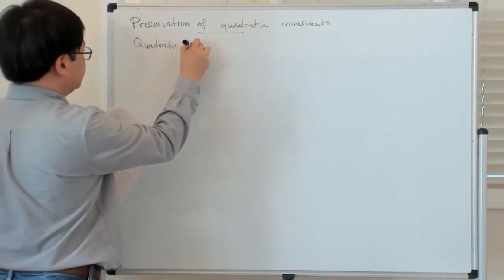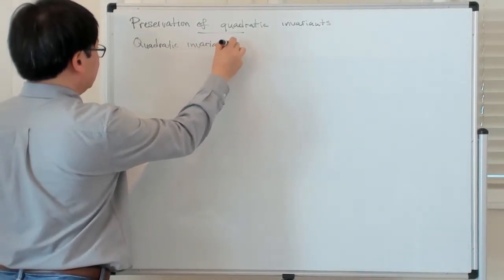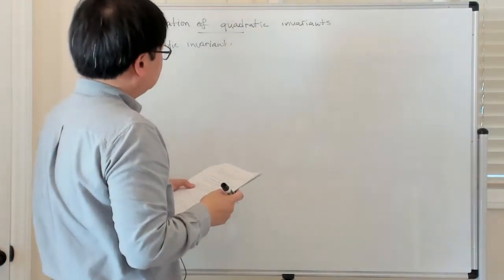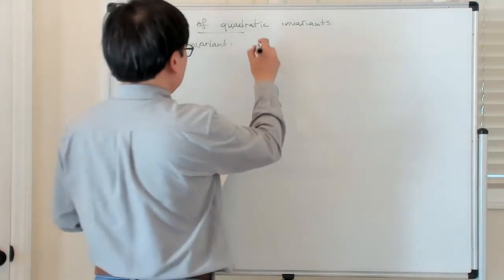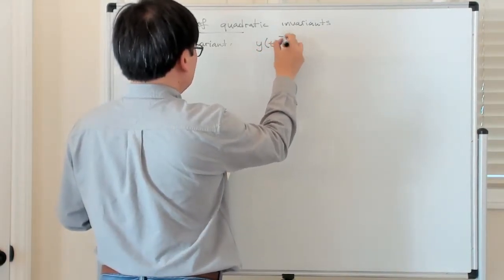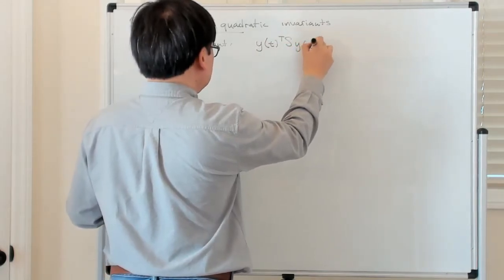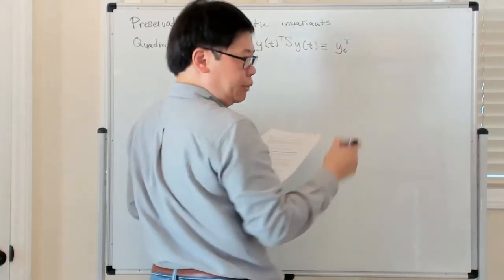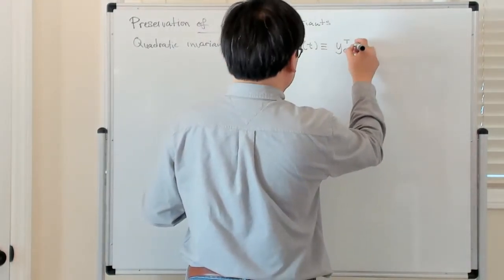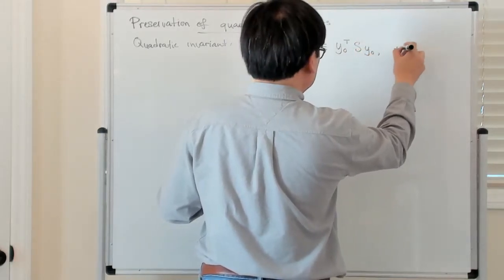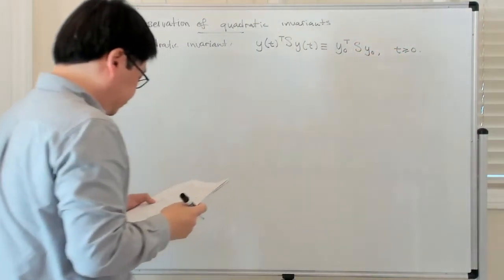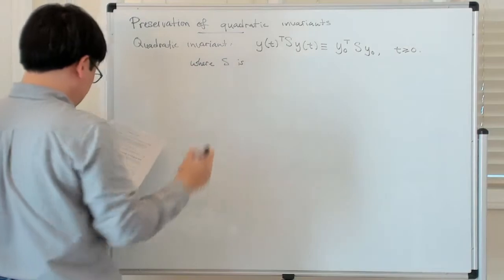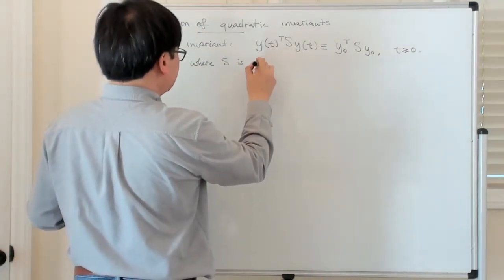We have a quadratic invariant, and what it basically means is that you want a property that for any solution of some initial value problem, you have the property that y of t transpose S y of t is identically equal to the quadratic invariant evaluated at the initial data, which is y0 transpose S y0, and you want this to be true for t greater than or equal to 0, where S is a non-zero symmetric d by d matrix.